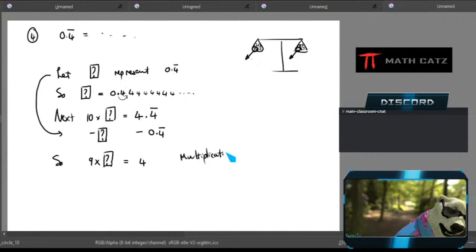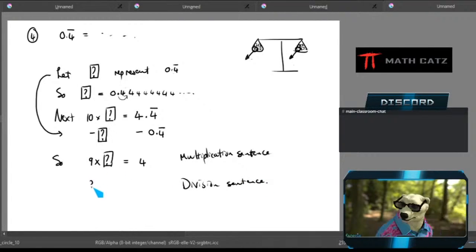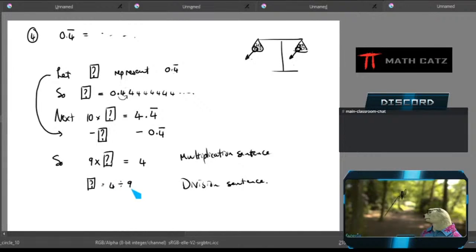Now again, a multiplication sentence that, if we use numbers, is not strange to anyone. There are 4 of them. I'm looking for a division sentence that corresponds to this, but of course, I like my question mark alone on one side. It's going to be 4 divided by 9.